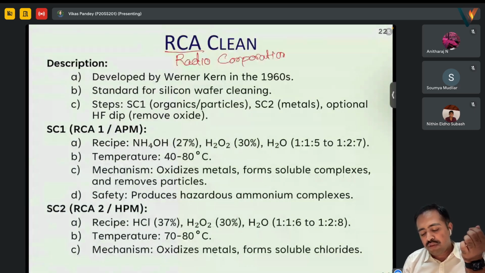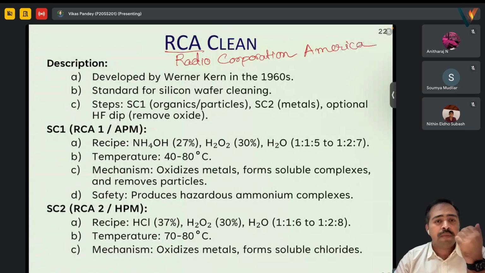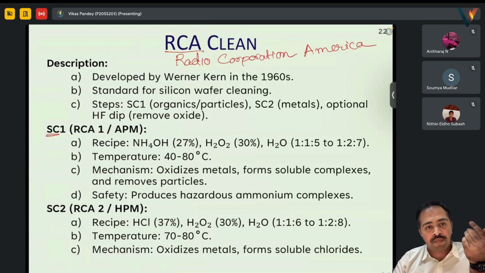It was developed in Radio Corporation of America. That is why the name RCA, but nowadays most commonly called SC or standard cleaning. It has two parts, SC1 and SC2. It was developed by Werner Kern in 1960, working in Radio Corporation of America.